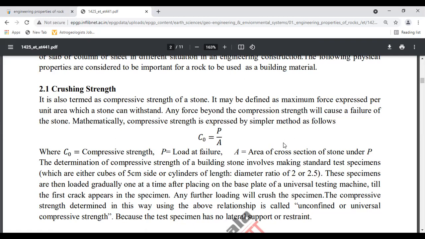These specimens are then loaded gradually one at a time after placing on the base plate of a universal testing machine, till the first crack appears in the specimen. Any further loading will crush the specimen. The compressive strength determined in this way using the above relationship is called unconfined or universal compressive strength because the test specimen has no lateral support or resistance.